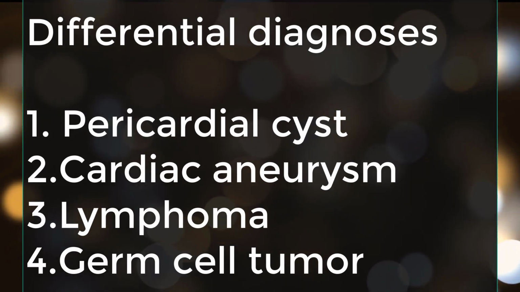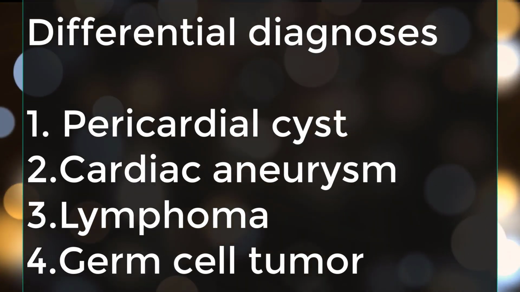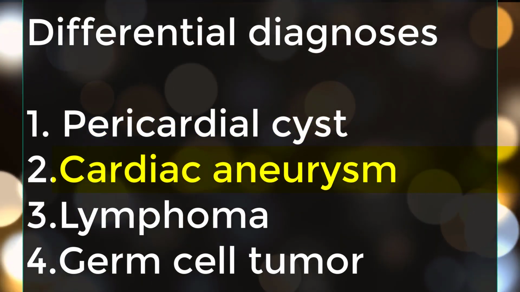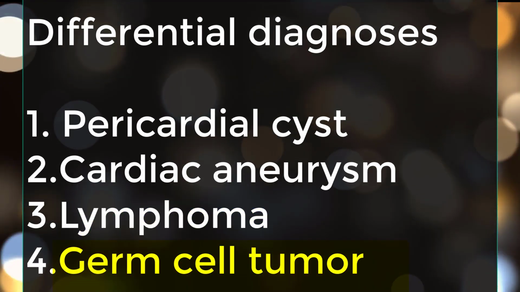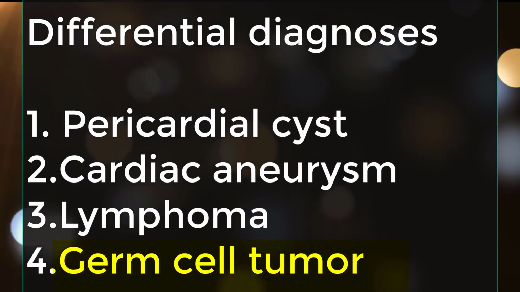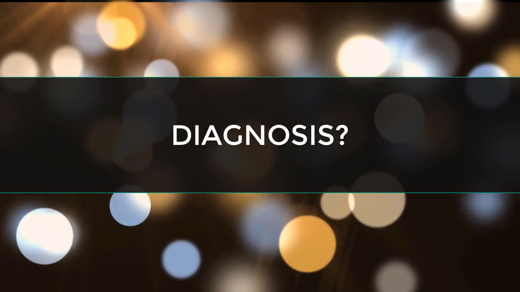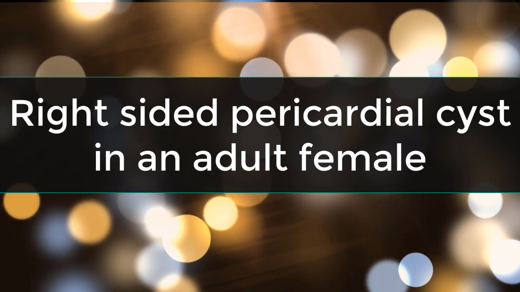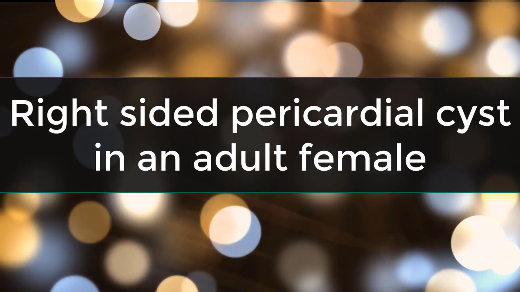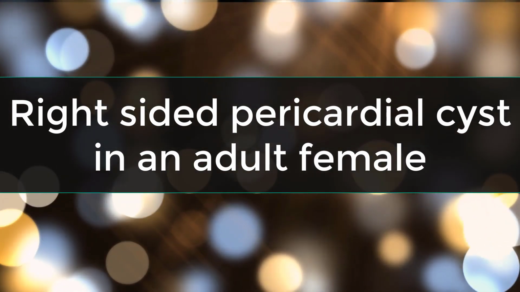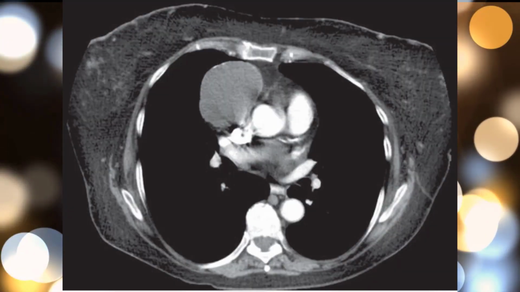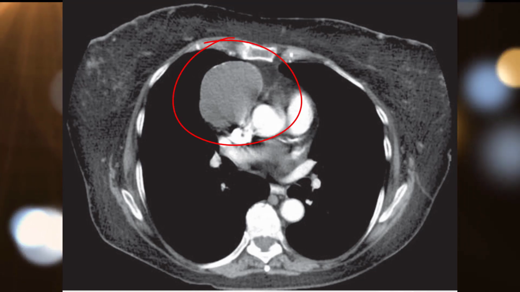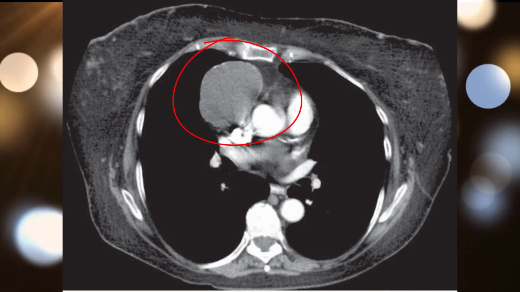Now let's see what are the differential diagnoses of this patient. It can be either a pericardial cyst or a cardiac aneurysm, and as well as lymphoma, and also it can be a germ cell tumor. So guys, what is the diagnosis? The diagnosis here is right-sided pericardial cyst in an adult female. Make sure to write the full diagnosis in cases like this. And this is a post-contrast CT image from this patient, and it clearly demonstrates the homogeneous, well-defined pericardial cyst.